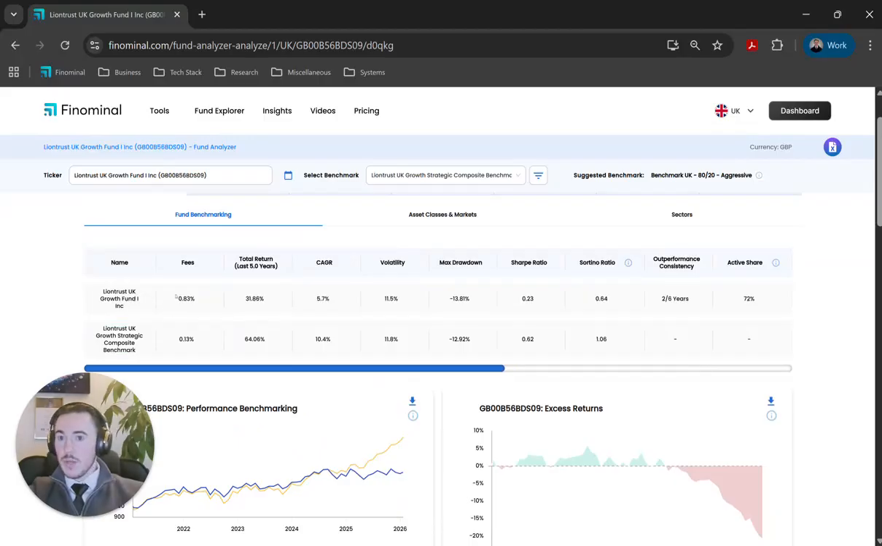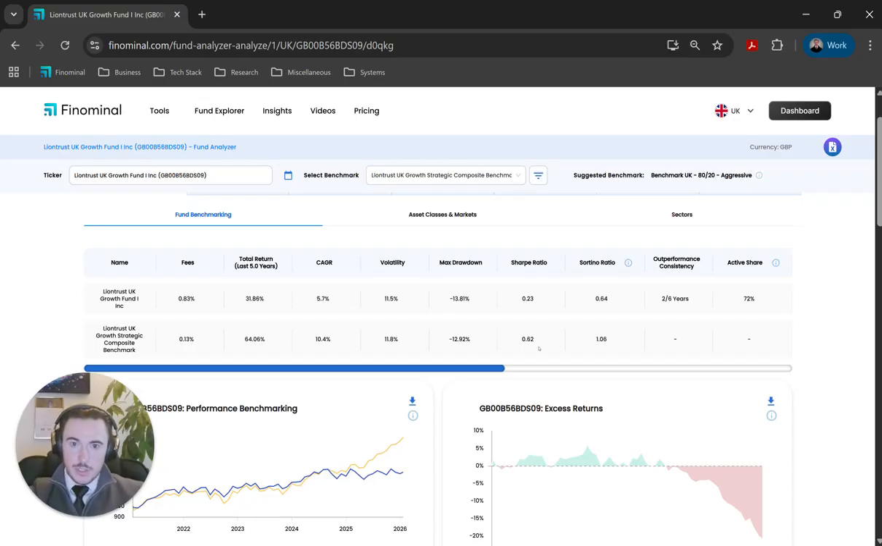So overall, quite an expensive fund as well, 0.83% versus the benchmark's 0.13%. CAGR for the benchmark is double that of the Liontrust UK Growth Fund. So that's 5.7% CAGR for the Liontrust Fund and a 10.4% CAGR for the benchmark.